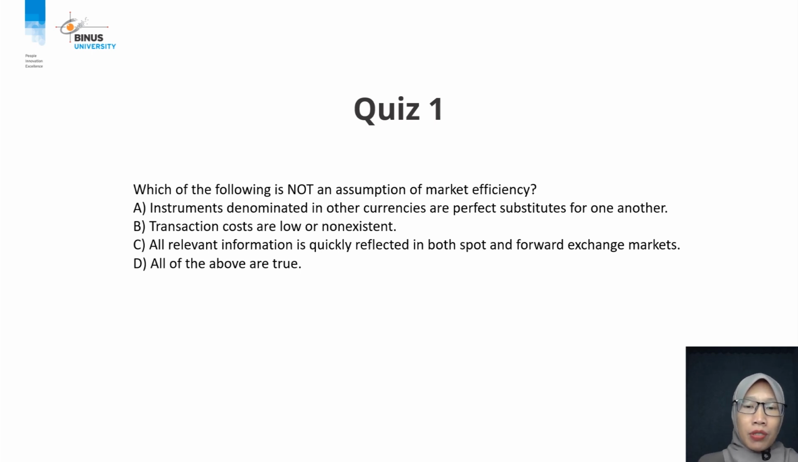We have two questions that you have to answer. First, which of the following is not an assumption of market efficiency? A. Instruments denominated in other currencies are perfect substitutes for one another. B. Transaction costs are low or non-existent. C. All relevant information is quickly reflected in both spot and forward exchange markets. D. All of the above are true.